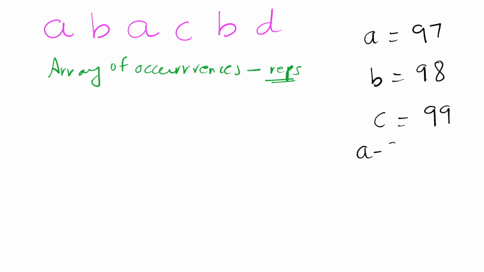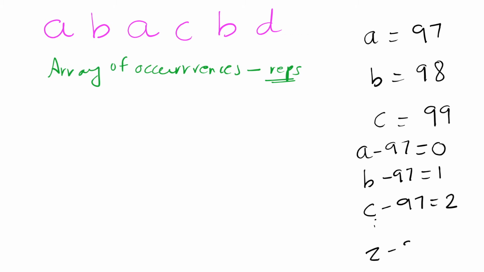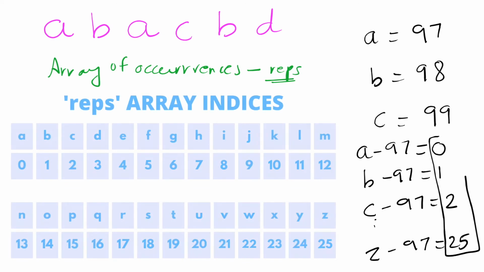a minus 97 will give us 0. b minus 97, which is 98 minus 97, will give us 1. c minus 97 will be 99 minus 97, that is 2. And finally, z minus 97 will give us 25. Notice that the result of subtraction is leading us to the indices into the reps array. We can store the number of occurrences for alphabet a at index 0 of array reps, the number of occurrences for alphabet b at index 1, the number of occurrences for the letter c at index 2.